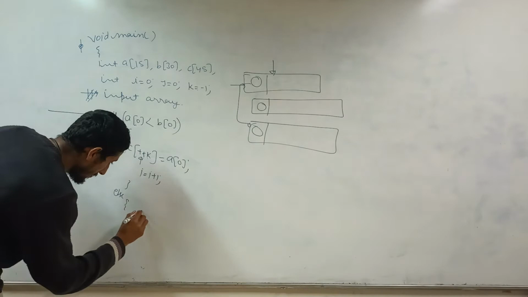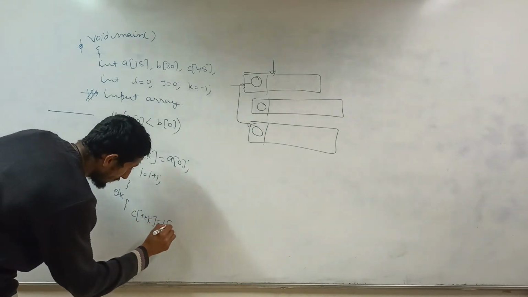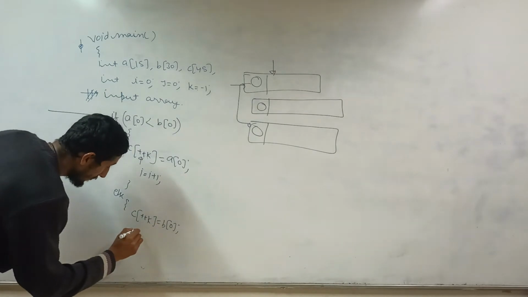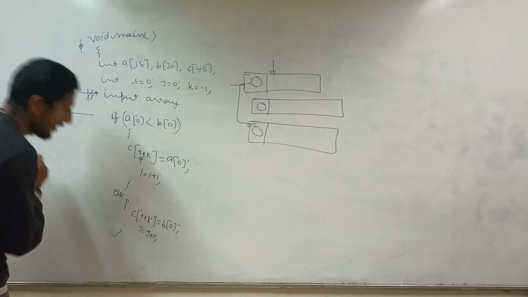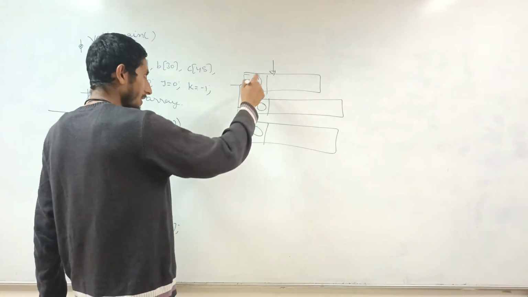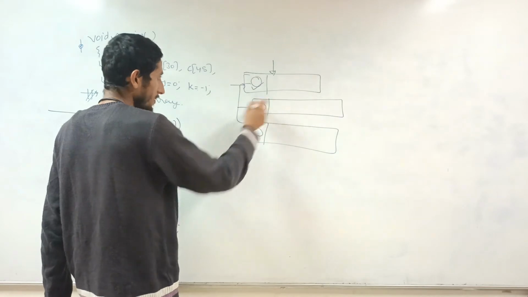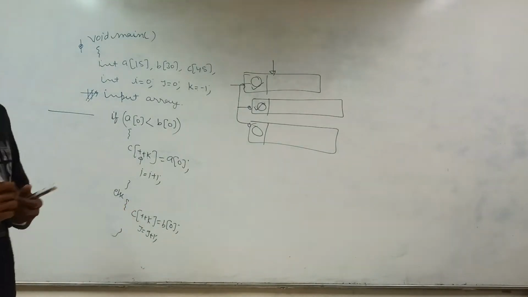I will copy the element from B of 0, and I will increment the value of j. It means like this, I have copied the element from this element. So either I will take the first element from this one or from this one. Okay, so I have copied the element. Then let me start with the things again.